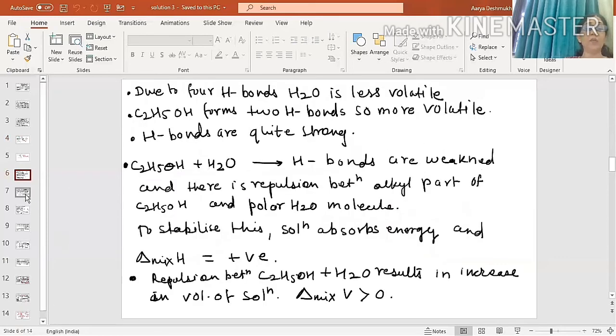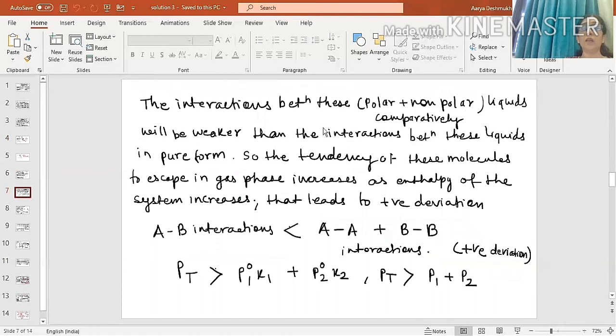Isn't it? Now, next, the interaction between the polar and non-polar. Actually this term non-polar is used here comparatively. Water is more polar than ethanol. So the interaction will be weaker than the interaction between these liquids in pure form. So the tendency of these molecules to escape into the gas phase increases as the enthalpy of the system increases. That leads to the positive deviation.